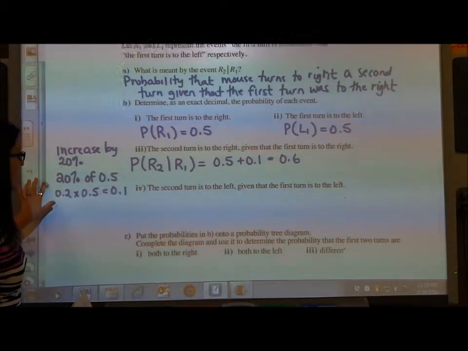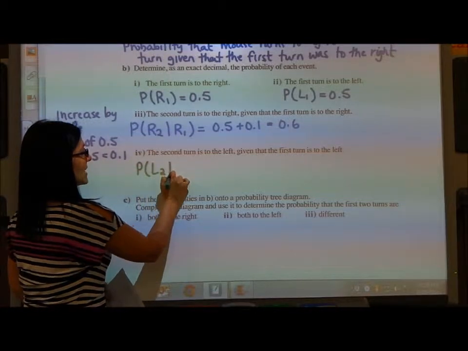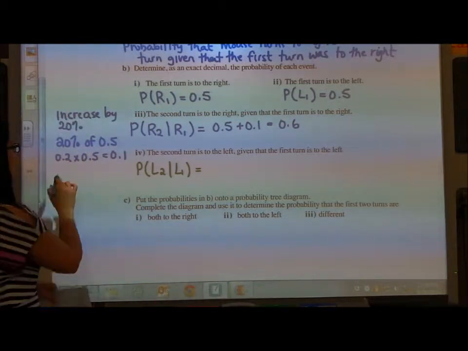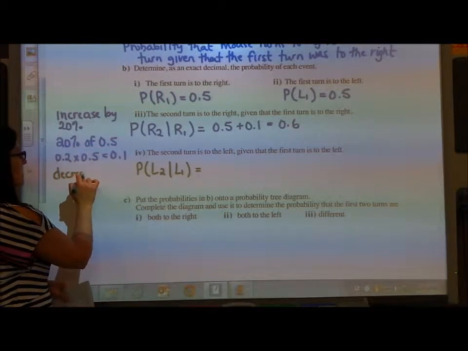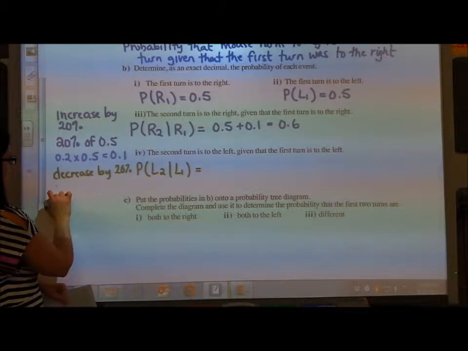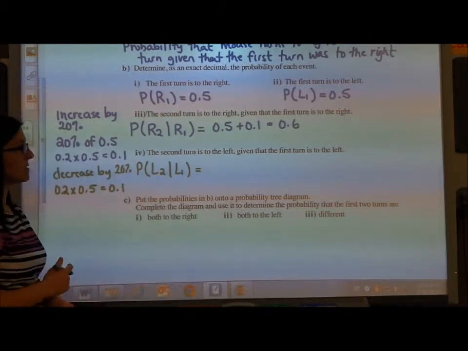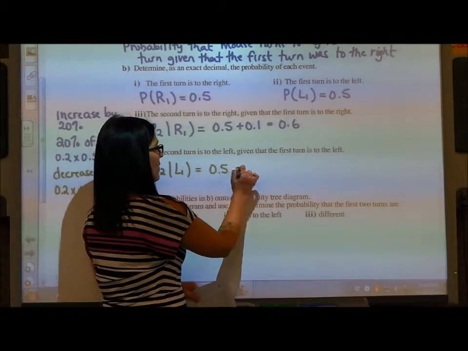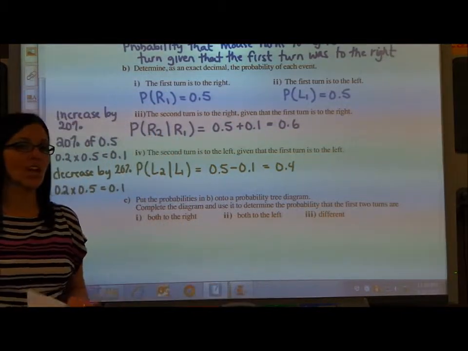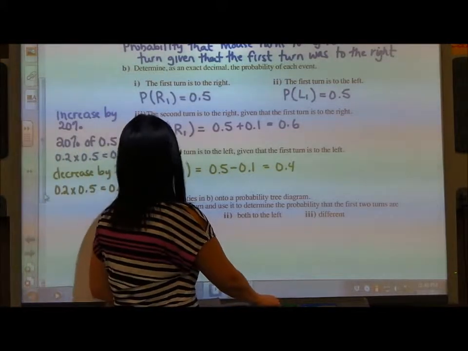The next one is, what is the probability that the second turn is to the left, given that the first turn is to the left? So this one was a decrease by 20%. So this becomes 0.2 times 0.5, which is the 0.1 again. So this would become 0.5 minus 0.1, or a 40% chance that the second turn will be to the left, given that the first turn was to the left.